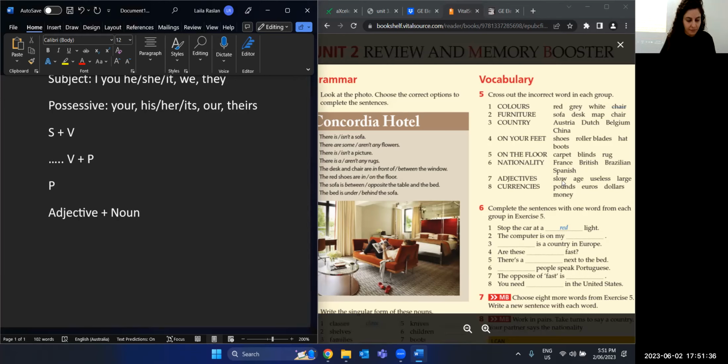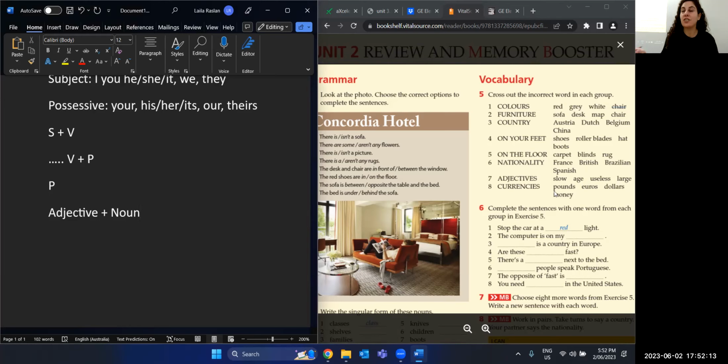Slow. Yeah, that's an adjective because an adjective tells us information about the noun. So it's slow. The car is slow. It's a slow car. Age. No, the age is a noun. Useless means it doesn't work. Yeah, the car is useless. Useless car. Large. Yeah, the car is large. Large car. So age is a noun, not an adjective.